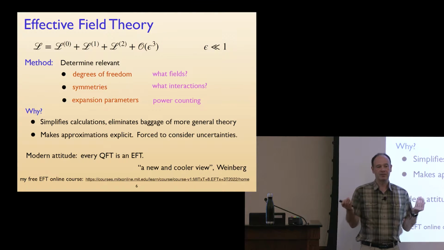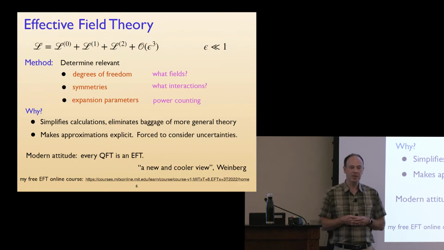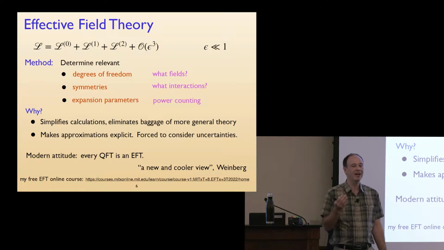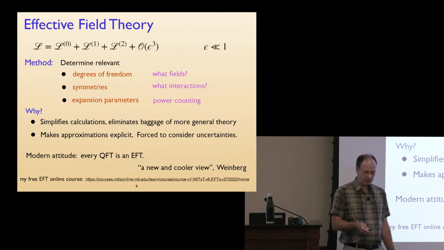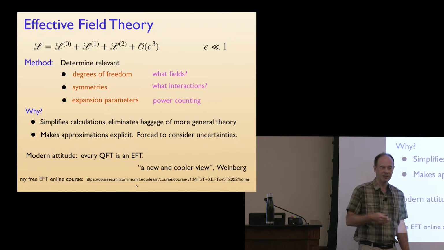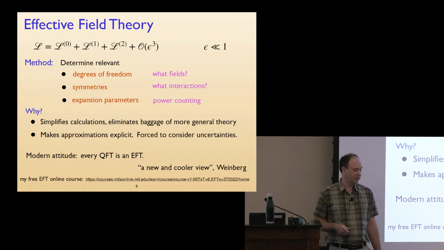The reason we want to do this is because it helps us to simplify calculations. More importantly maybe, it makes the approximations explicit, so you can't hide. And in particular, that also means that you are able to make estimates for the uncertainties. If you're expanding in epsilon, you know roughly what the next term is going to be, so you can tell people my uncertainty is 20% or my uncertainty is 5%. And that's crucial when you're doing precision physics.